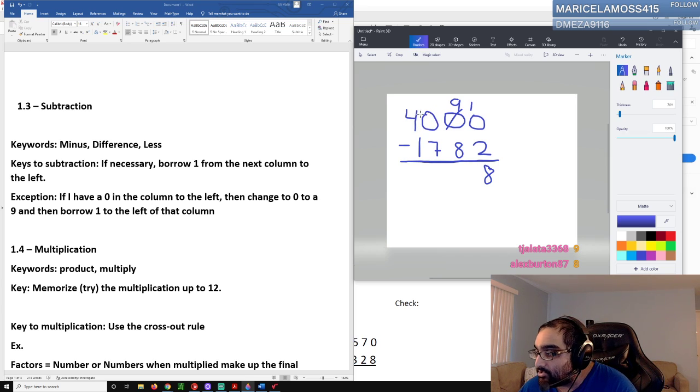Okay, so I have a 0 here. This 2 has to change over to 9. That's correct. That's right. The answer here is 9. That's right.